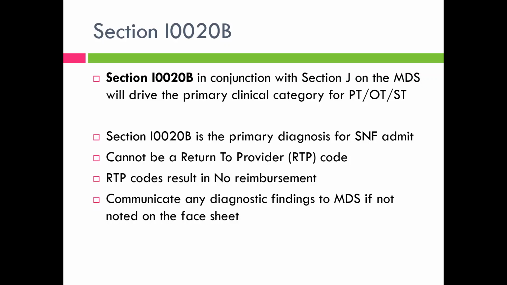Section I-20B, along with Section J, will drive the primary clinical category for PT, OT, and speech. Section I-20B is the primary diagnosis for the skilled admit and cannot contain a return to provider code. If you recall from previous slides, return to provider codes result in no reimbursement for the facility. As we have also discussed on previous slides, communication is important. Please communicate any diagnostic findings to MDS if they are not listed on the face sheet.